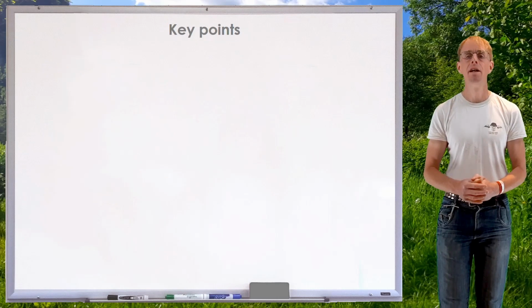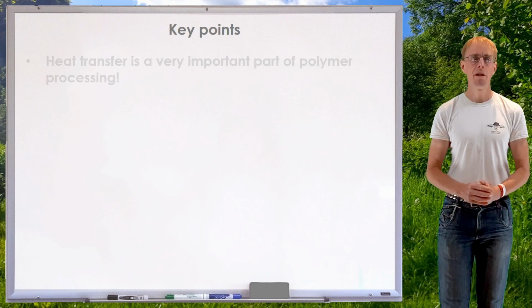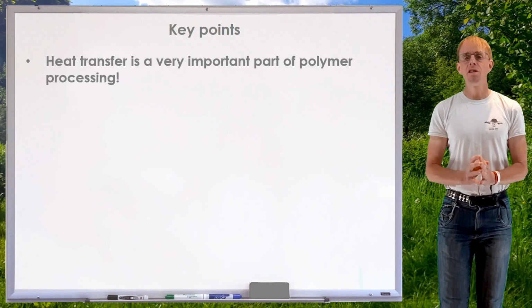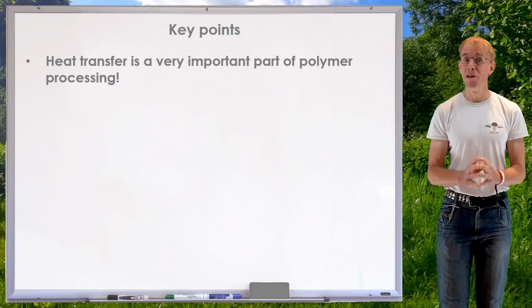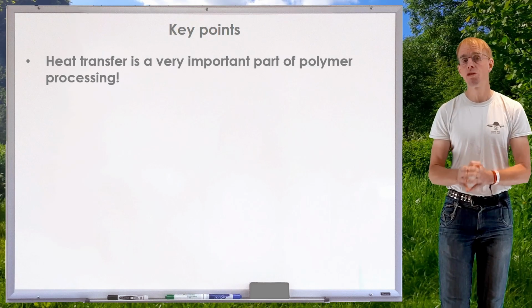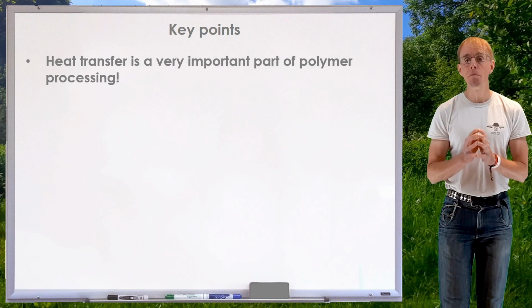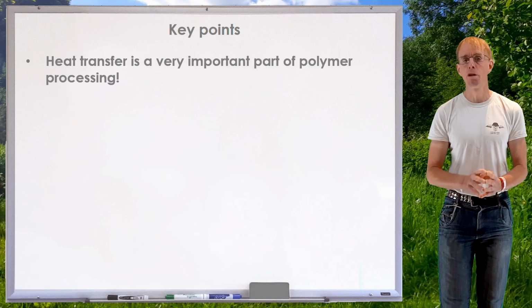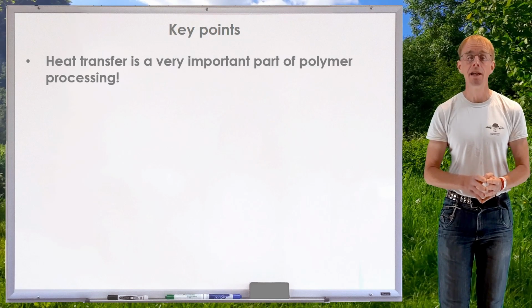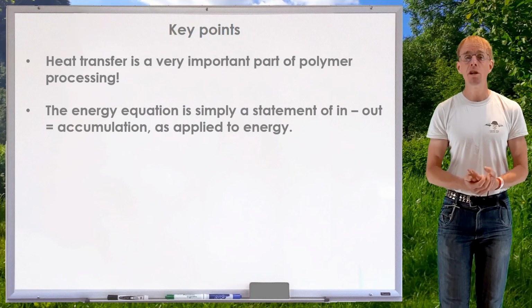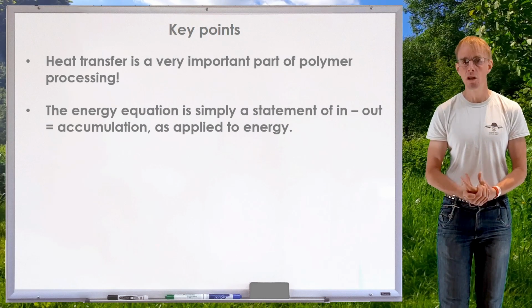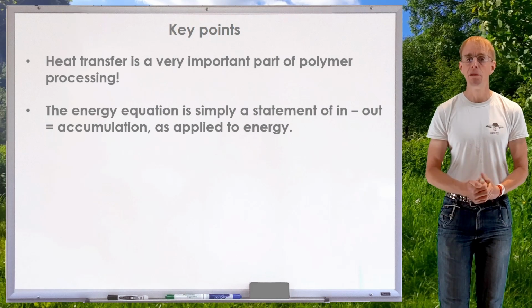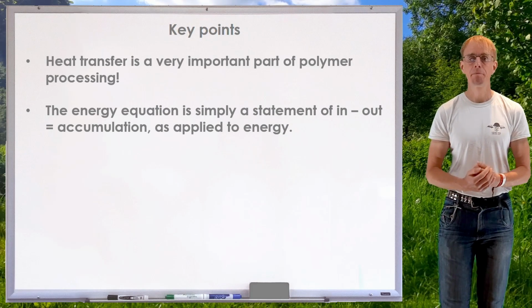All right, okay, let's summarize a few key points. One of the things I wanted to get across in this part of Lesson 6 is that heat transfer is actually a really important part of polymer processing, all the more so when you consider the temperature variation of all the rheological properties of the polymers that you're dealing with. The energy equation itself is simply a statement of in minus out equals accumulation, where the quantity that's going in and out and being accumulated is energy.